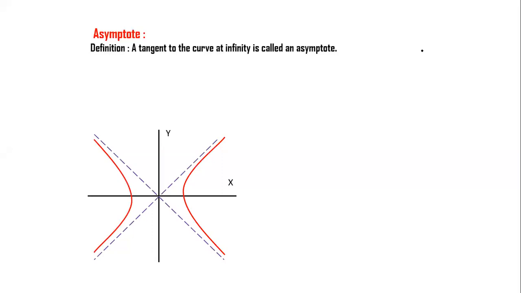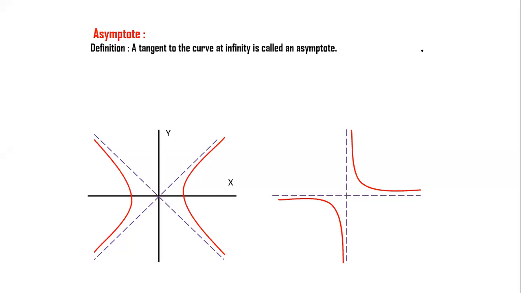We can see that y equal to x as well as y equal to minus x are asymptotes because the curve is going to touch both the lines at infinity. Similarly, here we can see that the x-axis as well as the y-axis both are asymptotes.